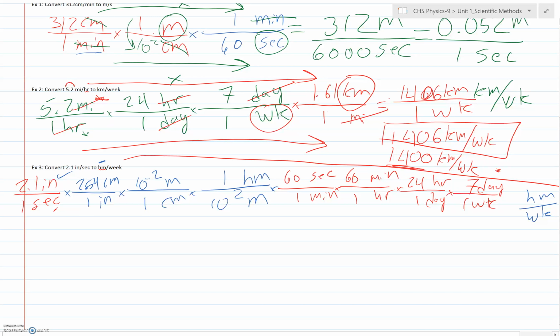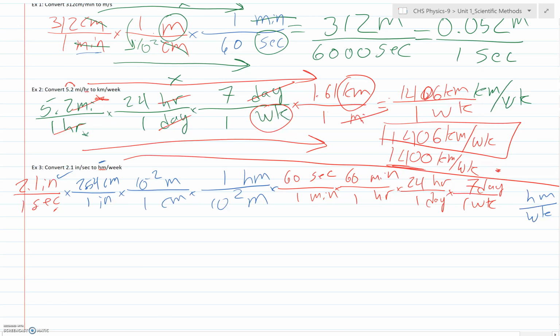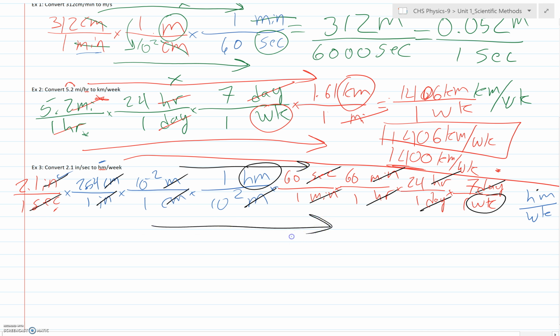So let's go back to the beginning and make sure that everything crosses out. Let's do black. Inches go away, top and bottom. Centimeters go away, top and bottom. Meters go away. I'm left with hectometers, which is good. That's what I want in the end. And then let's see, seconds go away. Minutes go away. Hours go away. Days go away. I'm left with weeks. So then I have to multiply all the things on the top and all the things on the bottom to get my answer. So I end up with the following.